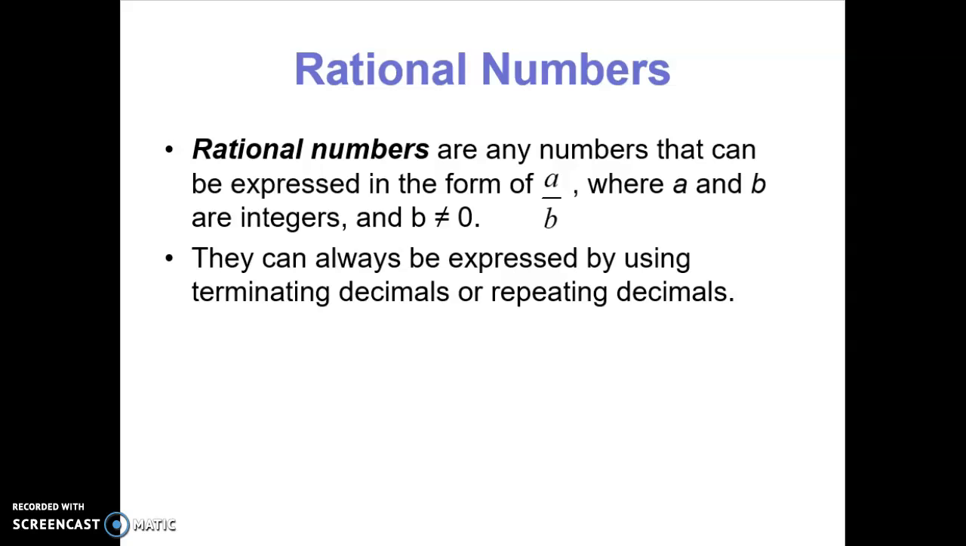The next set of numbers that we need to talk about are rational numbers. Rational numbers are any number that we can express as a fraction. So rational numbers are any number that can be expressed in the form of a over b, which is a fraction, where a and b are integers, and b, which represents the denominator, cannot be 0. Remember, we cannot have 0 in the denominator in our number system. It's considered undefined. Remember that rational numbers can always be expressed by using terminating decimals or repeating decimals.